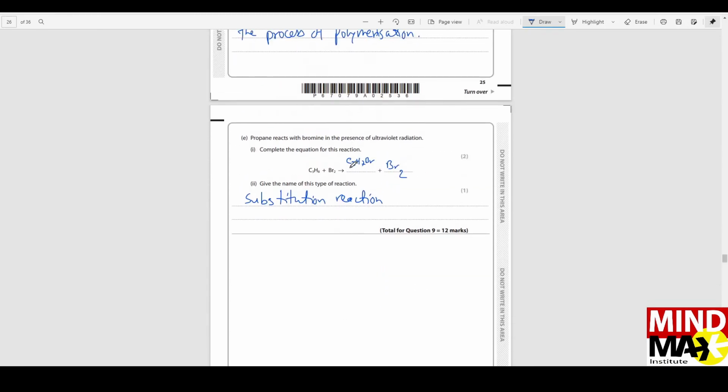Then you have to write what's coming from here. So this is a substitution reaction which takes place in the presence of ultraviolet radiation from the sun. So one of the hydrogen atoms is replaced by bromine. We get C3H7Br, and the bromine which is left after the reaction bonds with another bromine to form Br2.